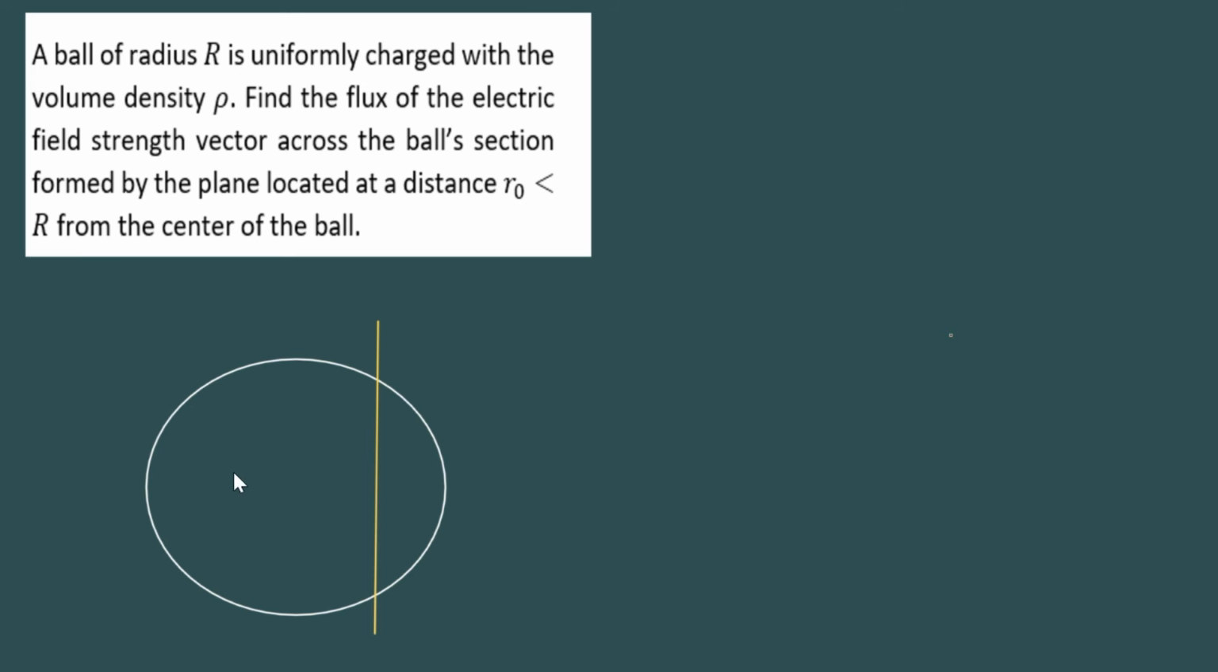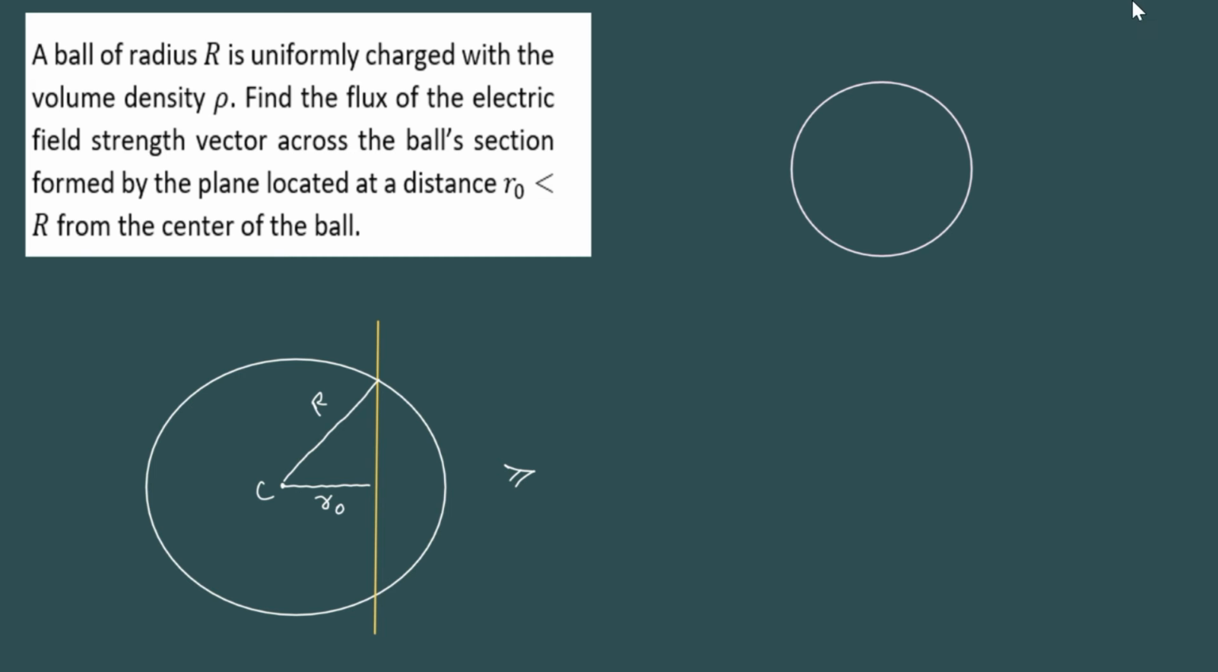Okay, so here there's a ball of radius r. At a distance r naught from the center of the ball, we can imagine a plane cutting the ball, and this plane obviously will be circular. So the section of the ball will be circular, and then we are asked to find the electric flux through that. If you look from the right side, we are definitely looking at a circular region, right?